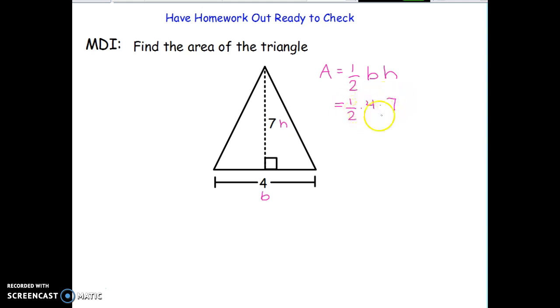And remember, it doesn't matter what order you put these in because they're all multiplying and multiplication is commutative. So 1/2 times 4 times 7 gives us 28, and half of 28 is 14. And if we had a label on each one of these, like 7 meters and 4 meters, then our label would be 14 meters squared for area.